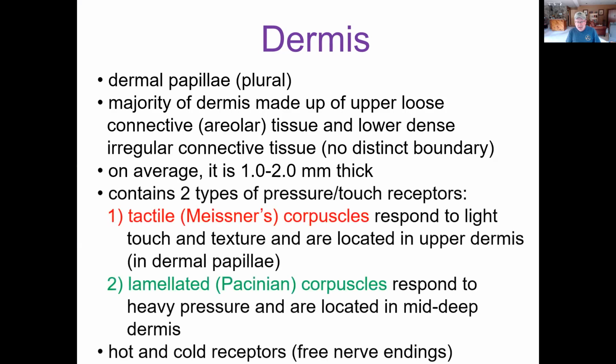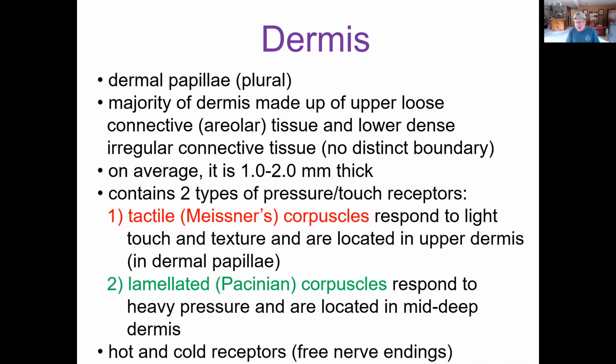Well, I've talked about one of the two types of touch receptors or pressure receptors, and that, of course, was the tactile or Meissner's corpuscles, housed again in the dermal papillae. This is right next to the stratum basale layer of the epidermis. Because of their position high in the dermis, excuse me, they're very, very susceptible to light touch or light pressure.